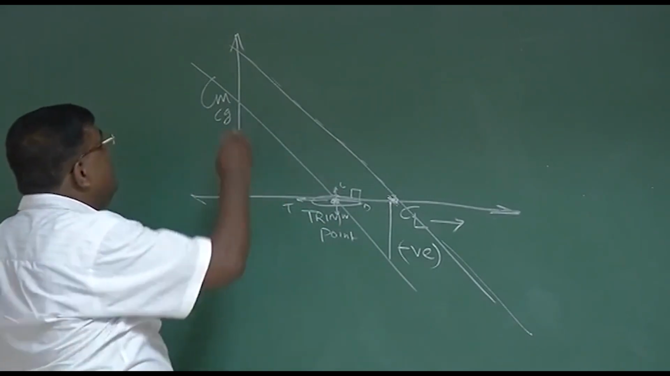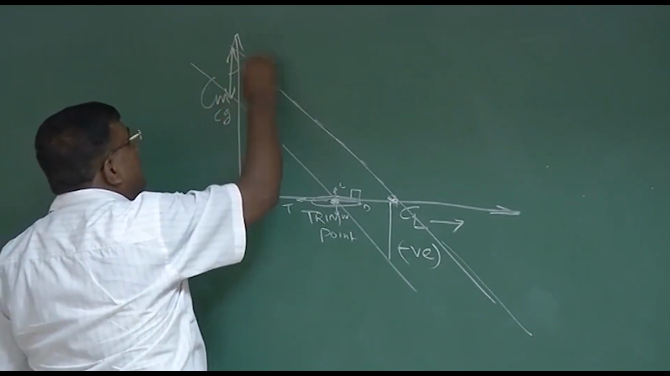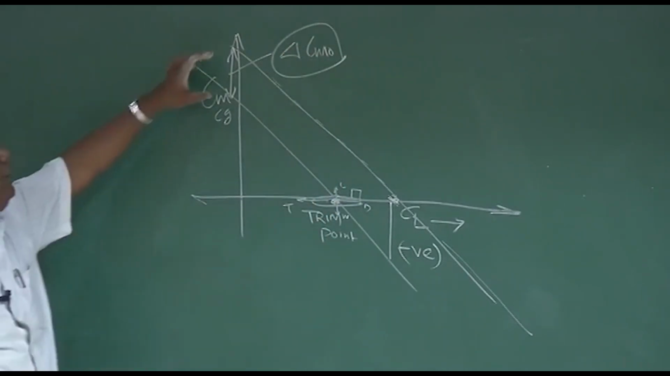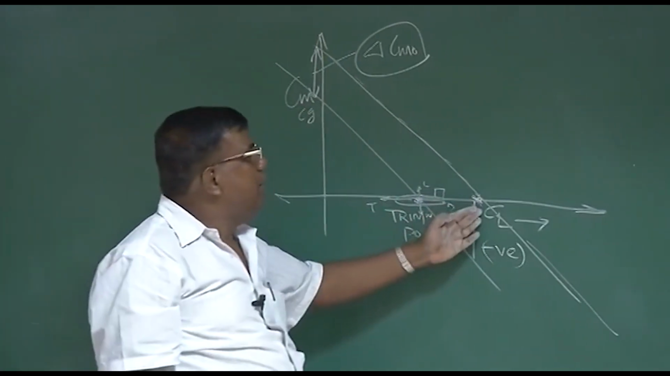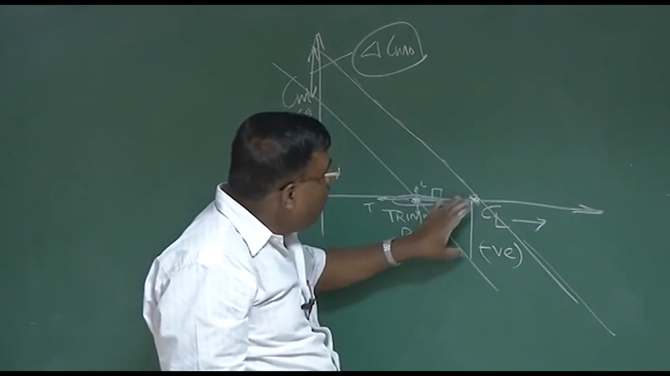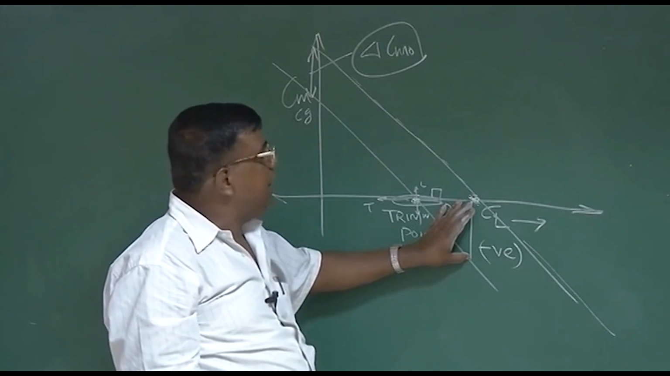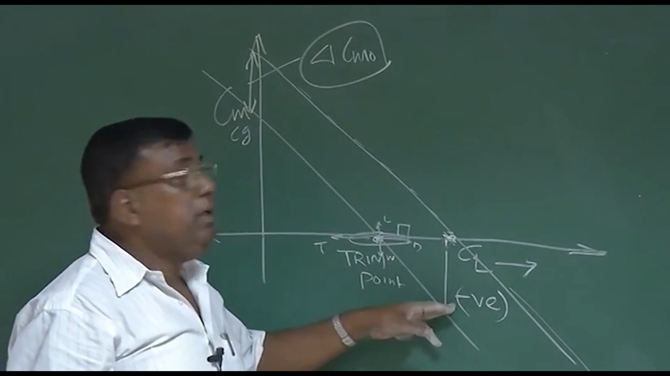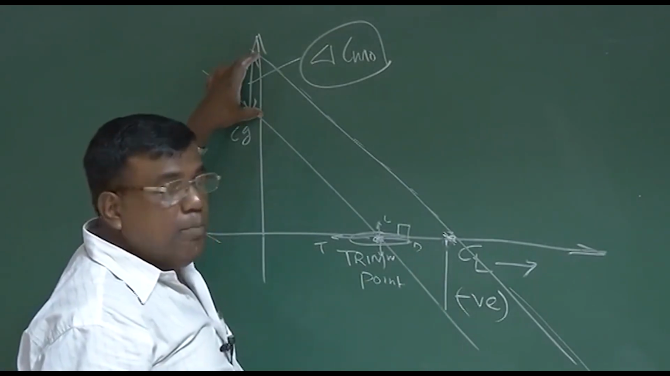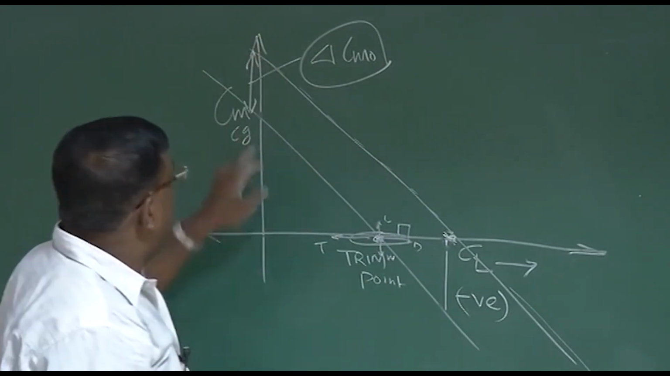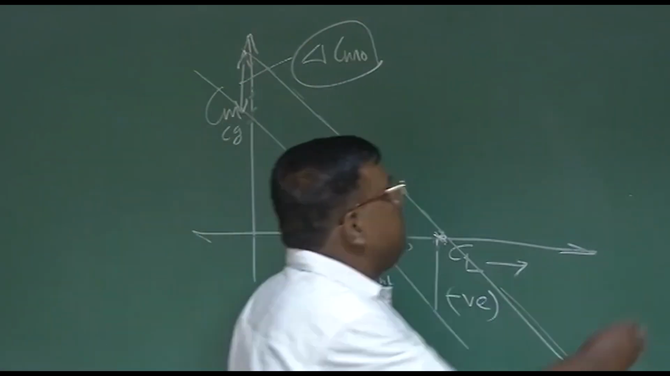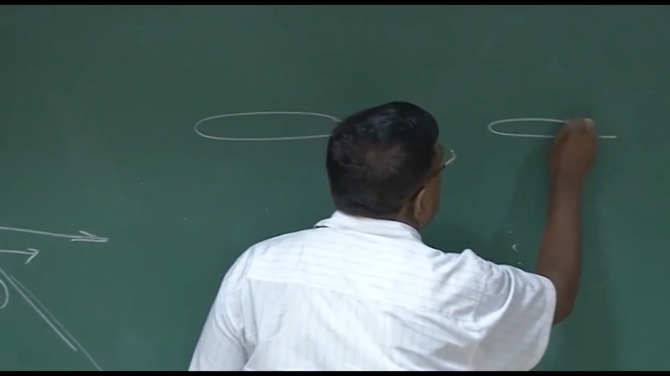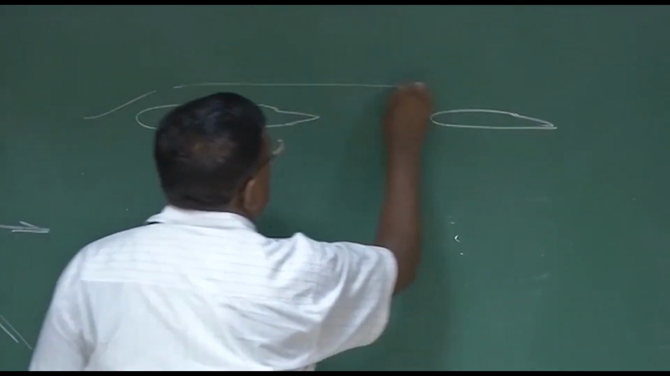What is required is that you have to give an additional delta Cm naught. If I can generate this additional delta Cm naught, then this will become the trim point. Indirectly, whatever negative pitching moment this aircraft is giving, I need to produce a positive pitching moment to counter it. How do I do that? How do I generate this additional moment? Let's see. This is your airplane, this is your tail, and let's see, the fuselage.